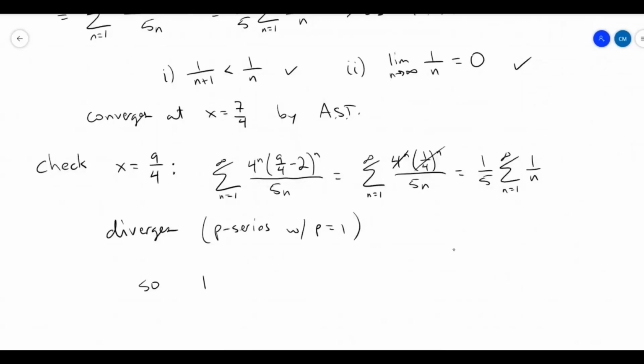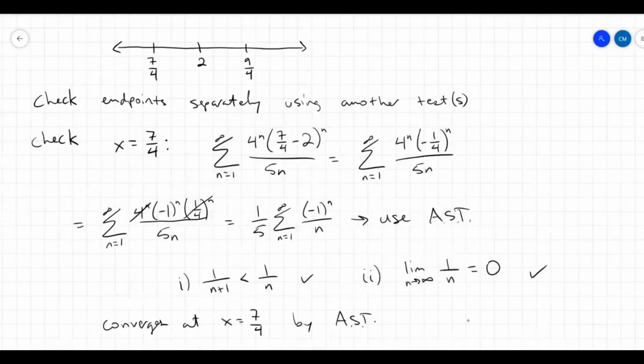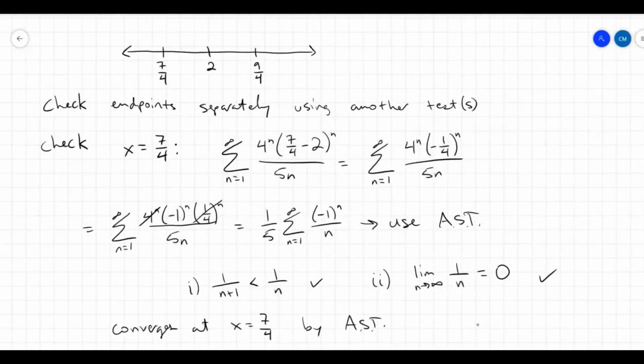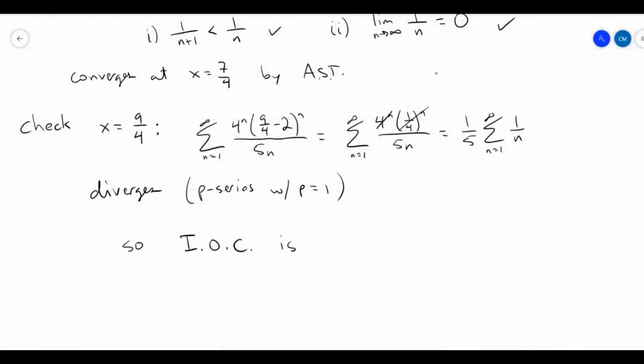So the interval, and I'm going to abbreviate this as IOC, is what? Well, again, the only thing we really didn't know about it was what the endpoints were. We already had almost the entire interval, 7/4 to 9/4, right? So now we know that it converged at 7/4, but it diverged at 9/4. And so we include one and we exclude the other. Or if you want to write it in interval notation, you could do that too. You could say 7/4 excluding 9/4, including 7/4. So now we know exactly what it does on the entire interval.